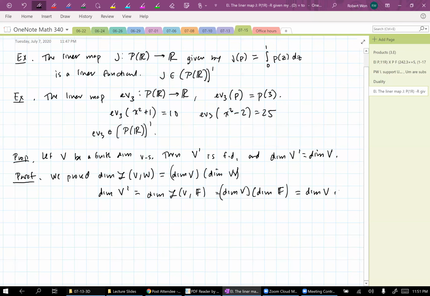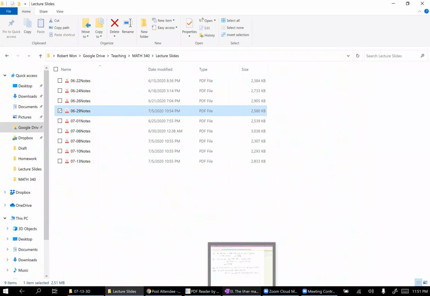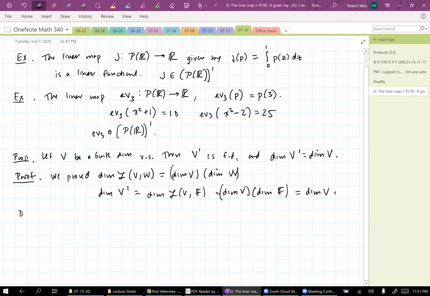Okay, but once you know that it's finite dimensional with the same dimension, you should ask, what is a basis for the dual space? And of course, there will be lots and lots of different possible bases for the dual space, right? In general, vector spaces have tons of bases. I guess everything except for the zero vector space has infinitely many bases.